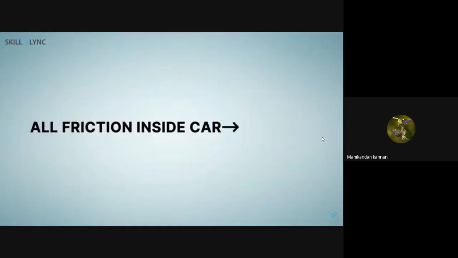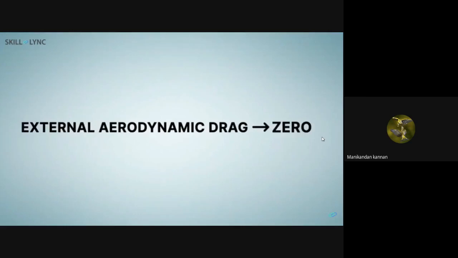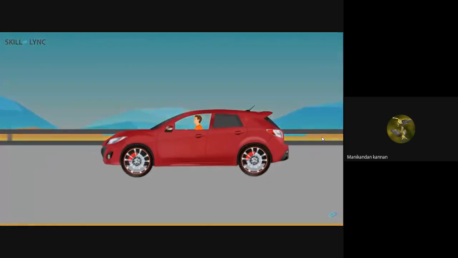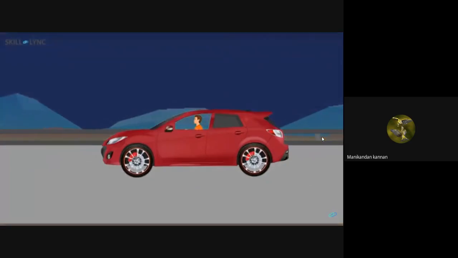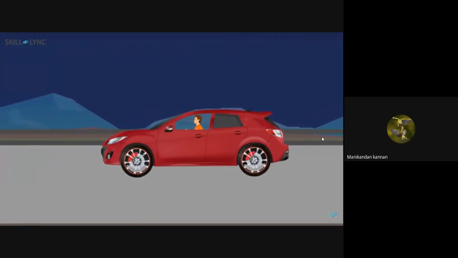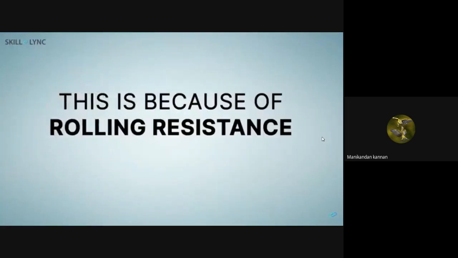Let's assume that all the values of friction between the components inside the car are zero. Let's also assume that external aerodynamic drag on the car is also zero. Now that we've removed all the forces that could cause the car to stop, it should coast on the road indefinitely, right? Well, no. The car will eventually come to a stop, although the stopping distance would have increased. Why? Well, this is because of rolling resistance.